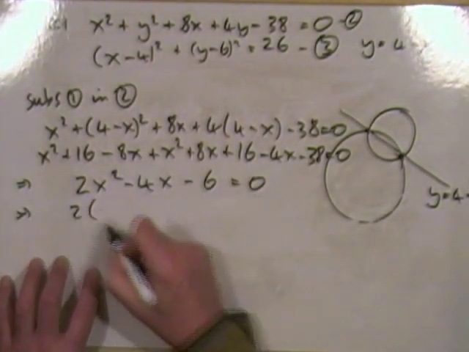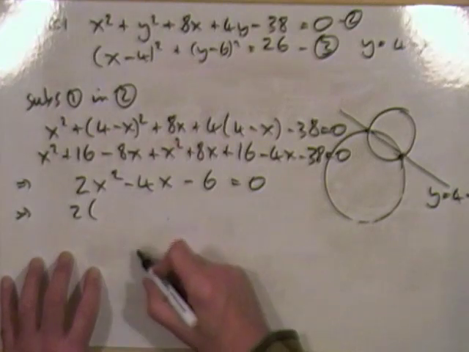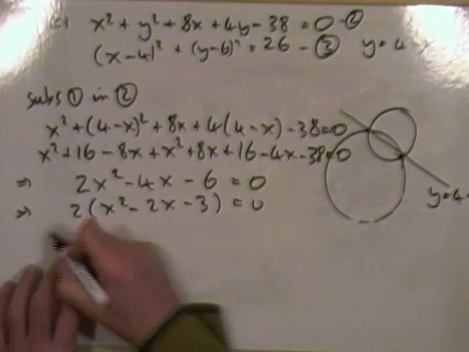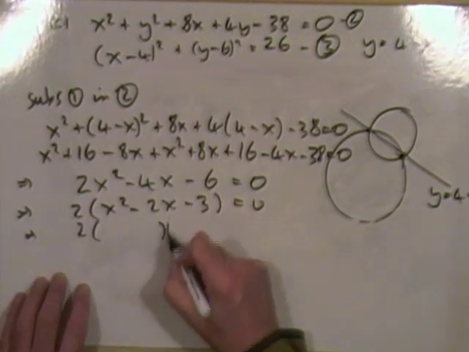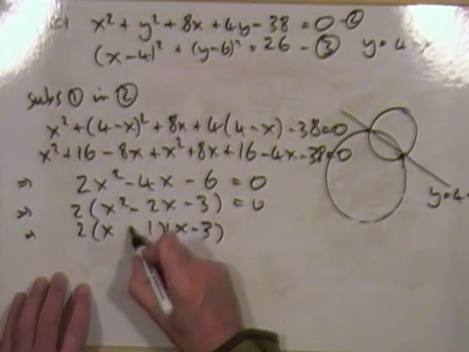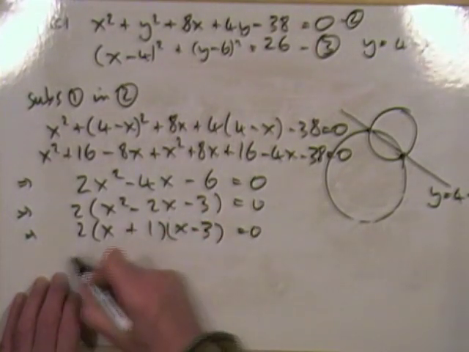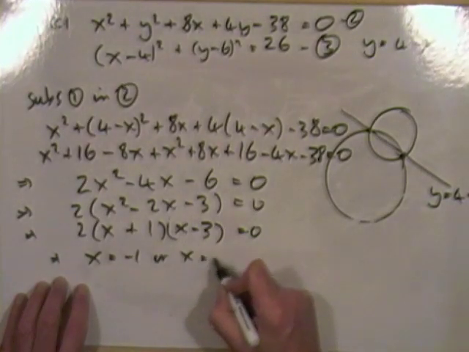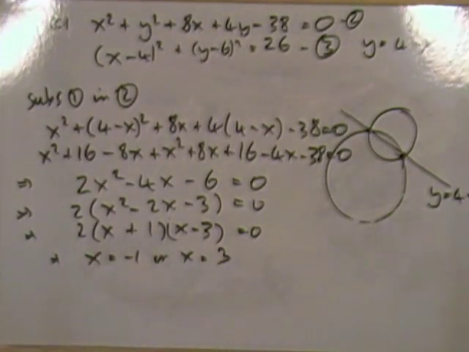Handily as well, there's a nice wee common factor to save me doing a nasty factorisation. That leaves x squared minus 2x minus 3 equals 0, which means that's just going to be very simply x times x, 1 times 3, the negative goes to the larger, opposite signs, equals 0. So that means that x equals negative 1 or x equals 3. Now you've just got to find the y coordinates.